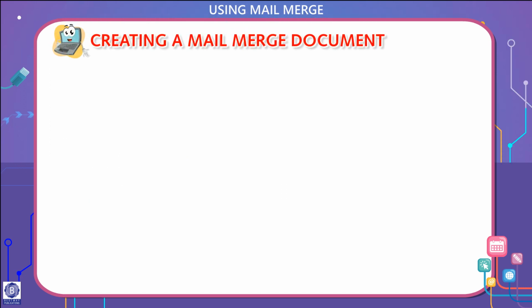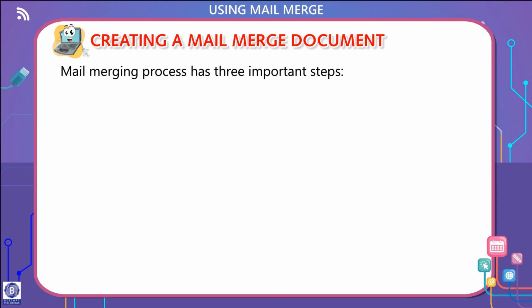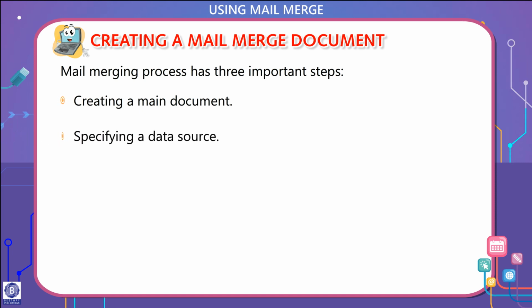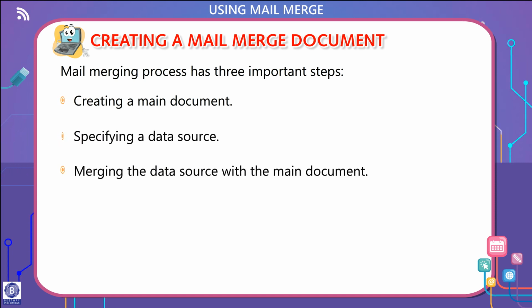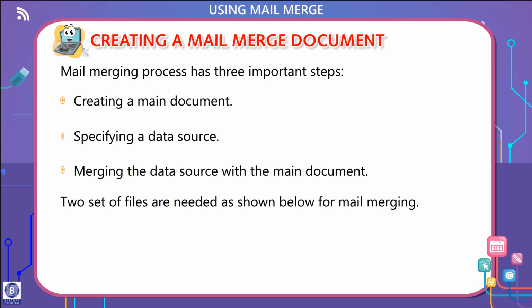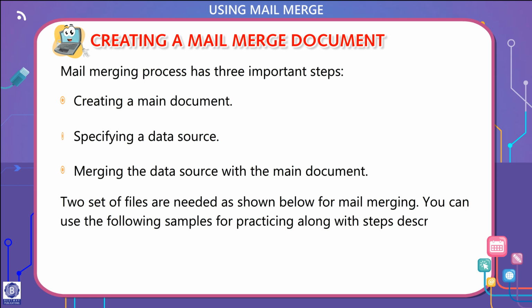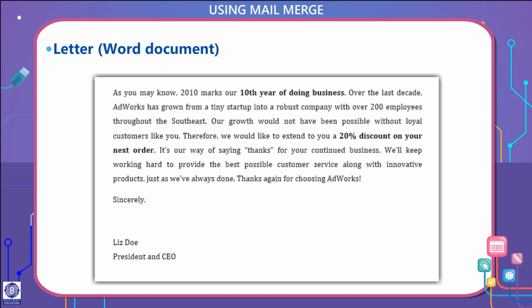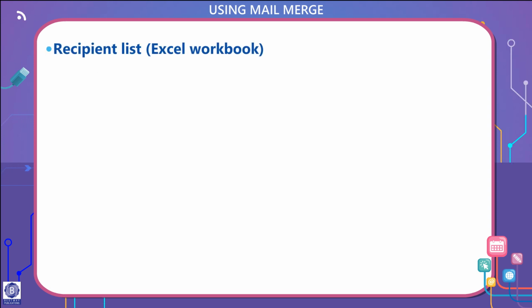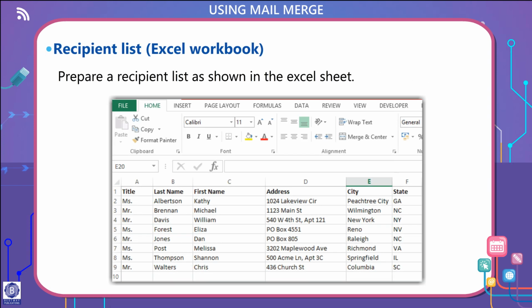Creating a mail merge document. The mail merging process has 3 important steps: creating a main document, specifying a data source, and merging the data source with the main document. 2 sets of files are needed as shown below for mail merging. You can use the following samples for practicing along with the steps described in the later part of the chapter. Letter, Word document. Recipient list, Excel workbook. Prepare a recipient list as shown in the Excel sheet.